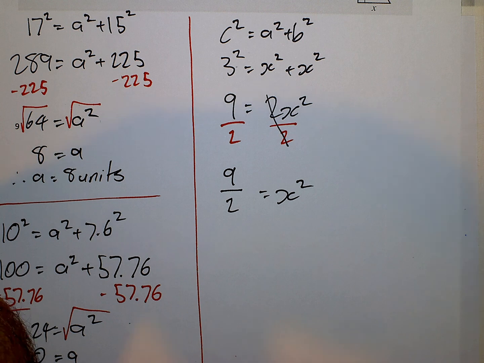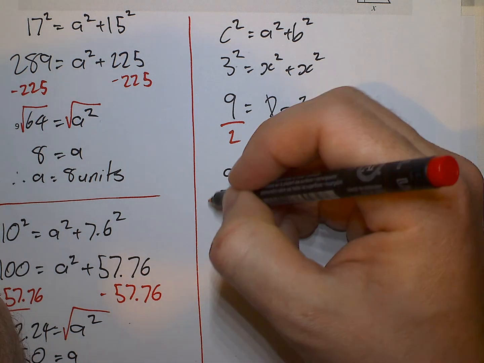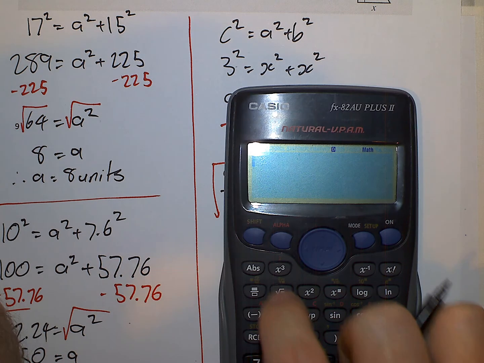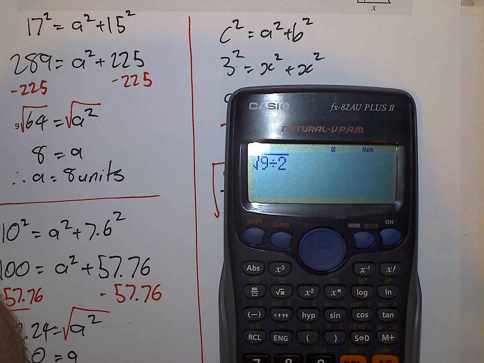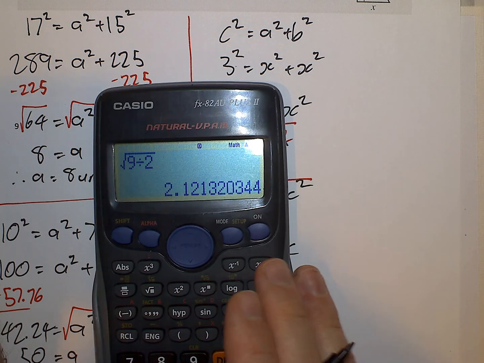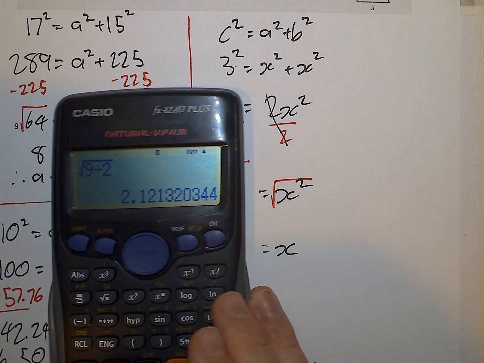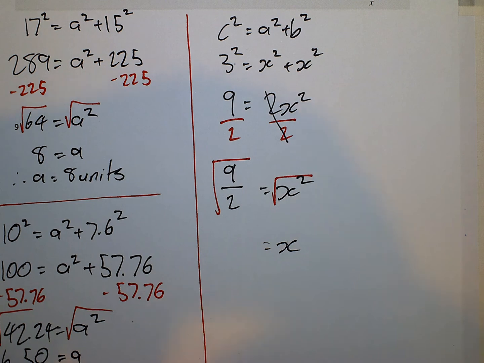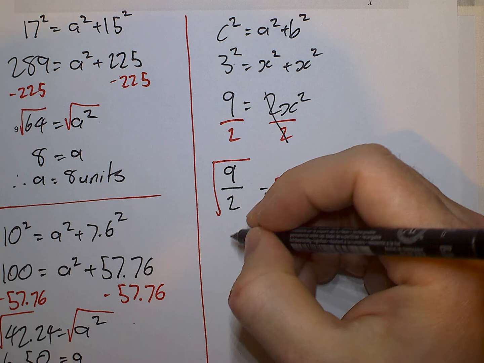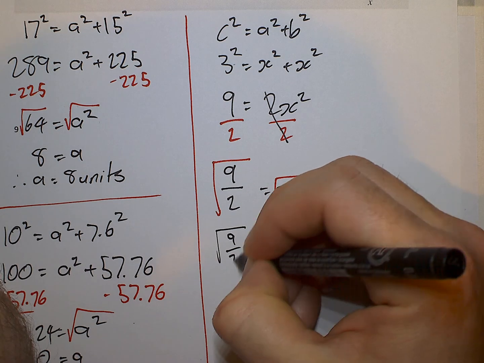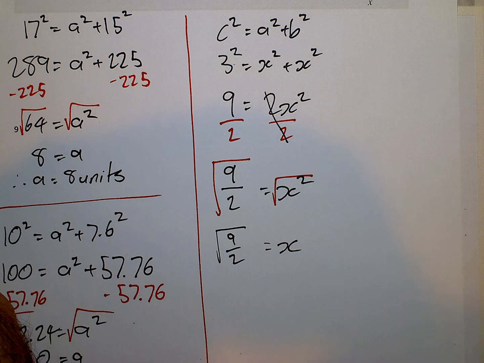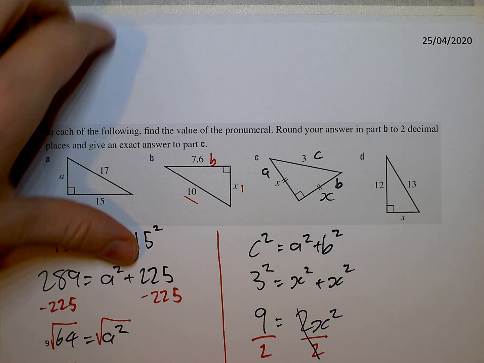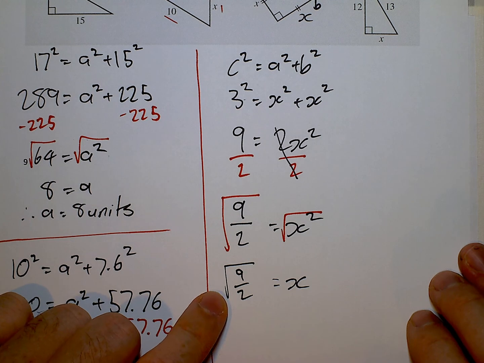Now, if I square root both sides, I'm going to put that in my calculator. The square root of 9 divided by 2, that gives me 2.12. Now, this says to 2 decimal places. Actually, in exact form. It actually wants it in this form. So I'm actually going to leave it like that. The square root of 9 over 2. That's my answer. Sorry, it says up here, given the exact form to part C. So we're doing that. So it'll be the square root of 9 over 2. And that's it. That's all we have to do.